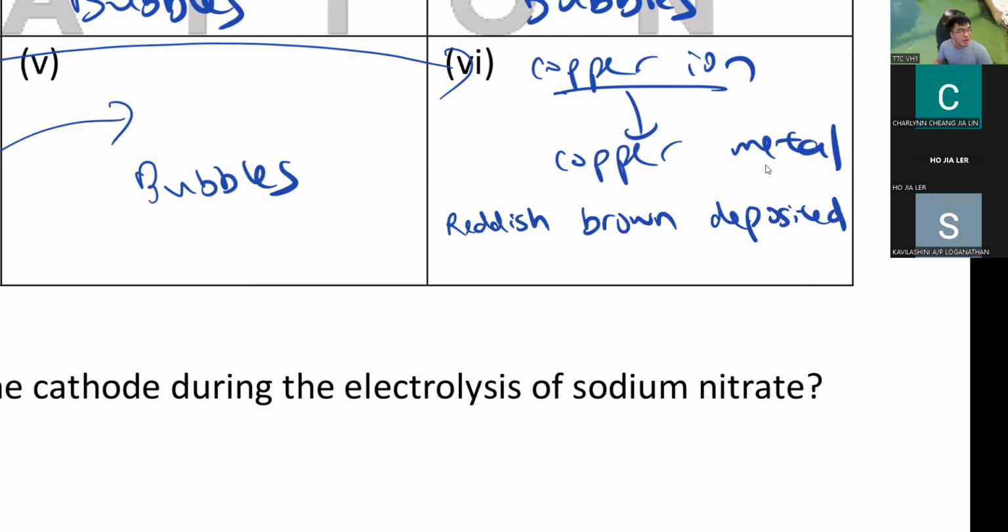Reddish brown deposited. What does it mean by deposited? Deposited means they stick there, melekat. Okay, your perang is brown. Perang kemerahan melekat. Okay, the thing sticks there. Reddish brown deposited.